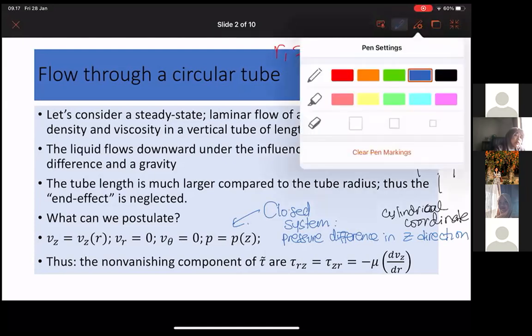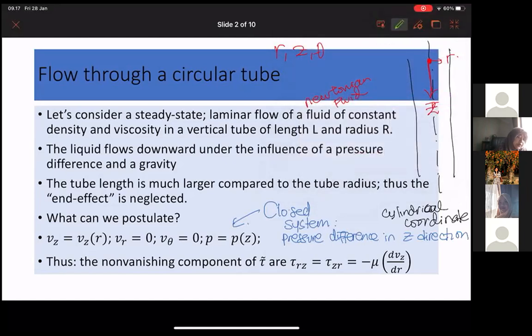This is actually contrary to the open system. I'll just write it here so you can remember. In an open system, P is the same in any direction.